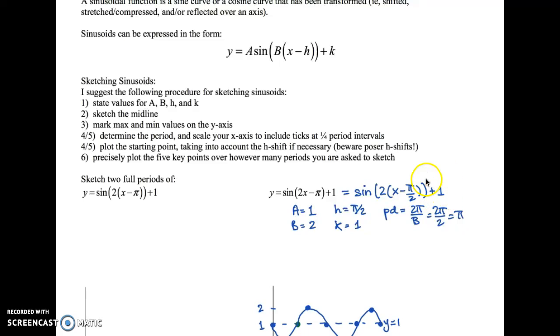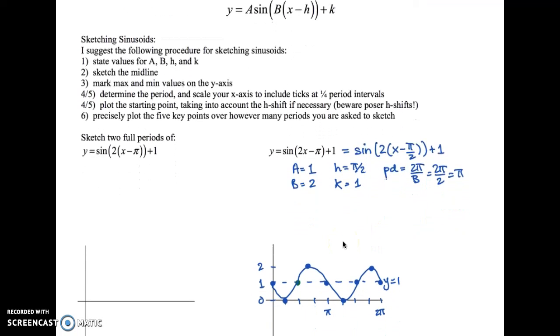So using this rewritten equation, we're going to identify our a, b, h, and k shifts. So a is 1, b is 2, h is pi over 2 now because we factored out that 2, and k is the vertical shift, the 1. Okay, so now that we know what a, b, h, and k are, we are going to sketch the midline. Now the midline of a parent sine function is usually the x-axis, right? However, this was shifted up 1, so the midline is now y equals 1. So I draw this dashed line first and label it y equals 1 as the midline.